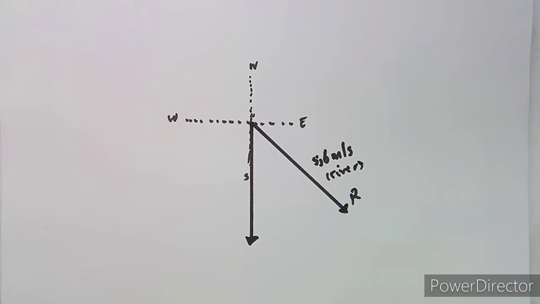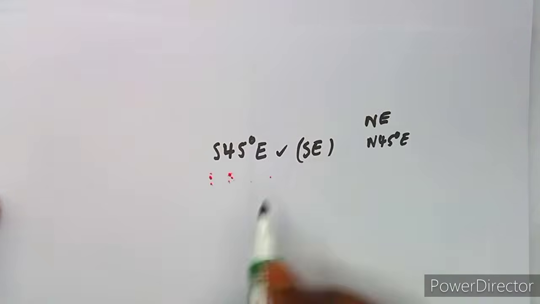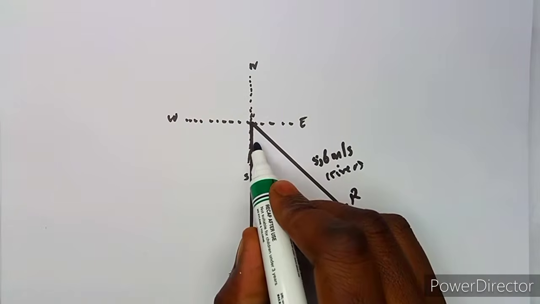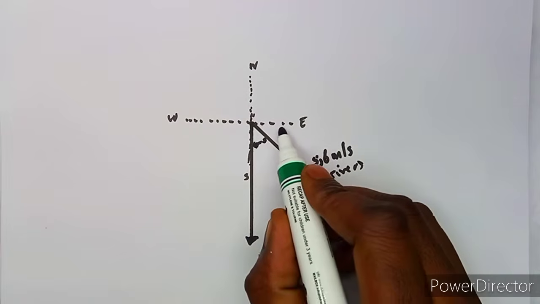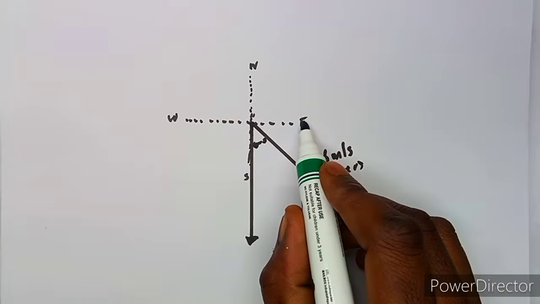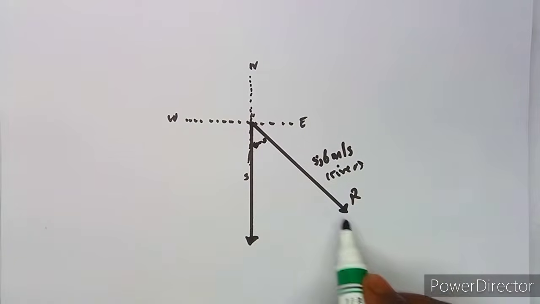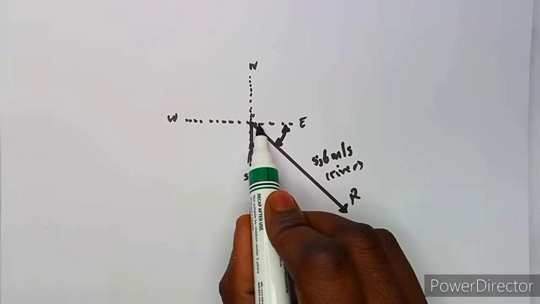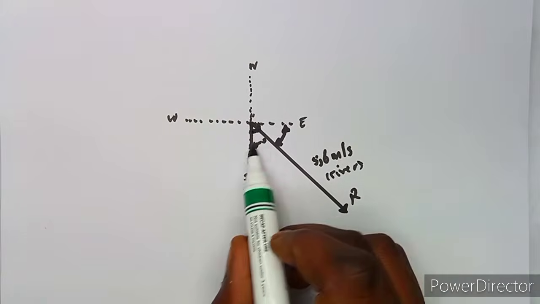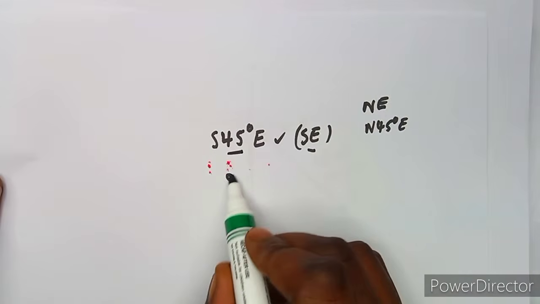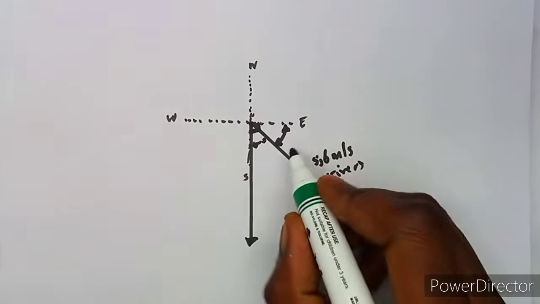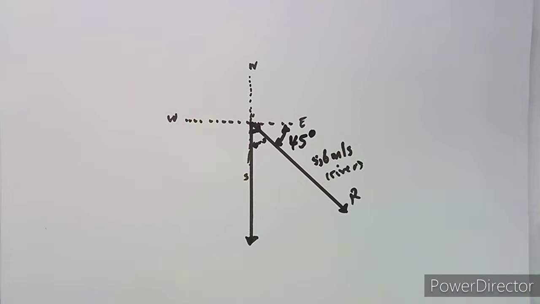Remember, guys, we said southeast is south 45 degrees east, which means from the south to the east there is an angle of 45 degrees. But this is not the one we are worried about. We are worried about the angle between the horizontal and the velocity, which is this one. We know this angle is 90 degrees, so we subtract 90 minus 45, which is 45 degrees. So this angle here is 45 degrees.